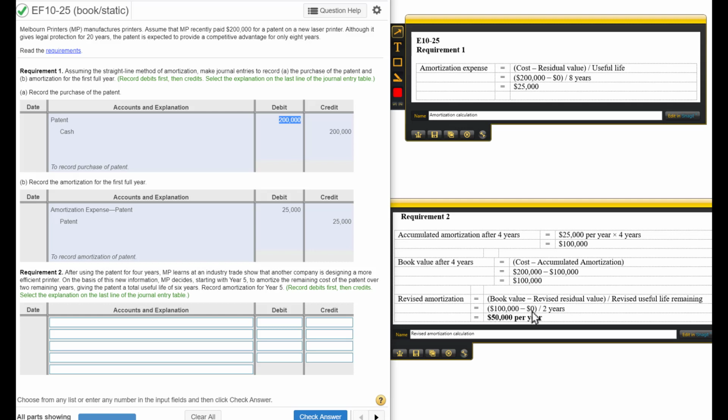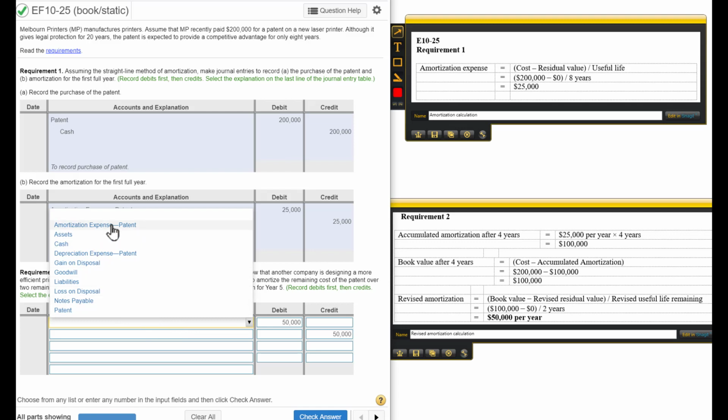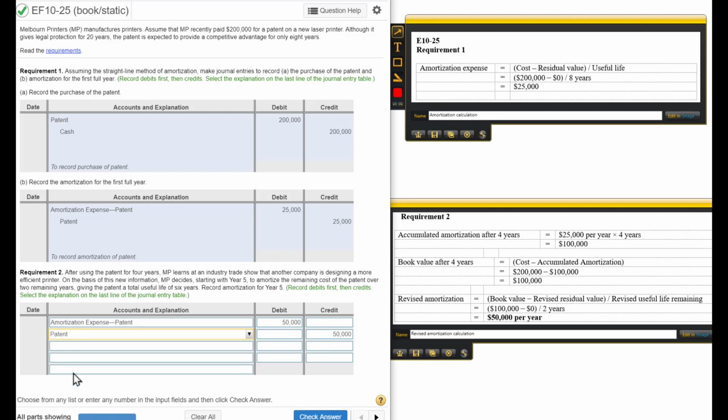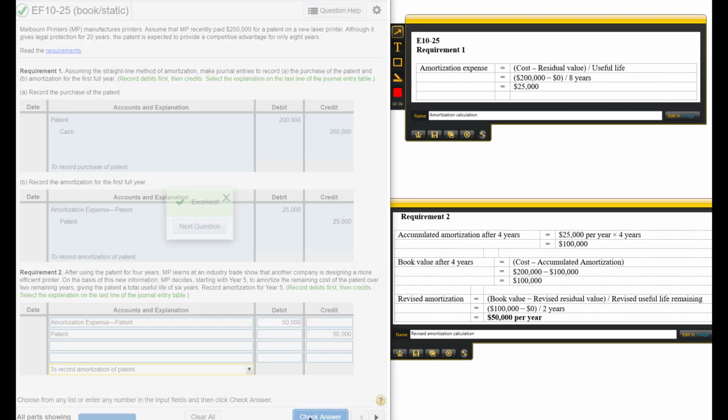Minus the residual value, which is still zero, divided by the revised useful life. So why'd we use 2 years? Because it says over here, we're going to amortize the remaining cost of the patent over 2 remaining years. So $100,000 divided by 2 is $50,000 of amortization per year. Copy and paste. So our amortization expense increases, and then the patent account decreases in value directly. And this is to record amortization of the patent. And that's it.